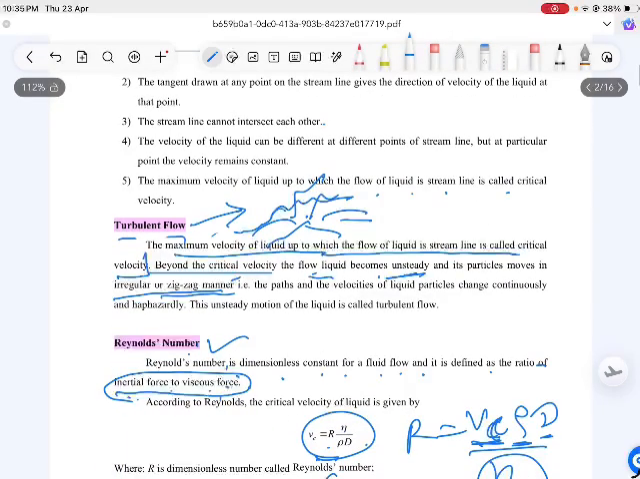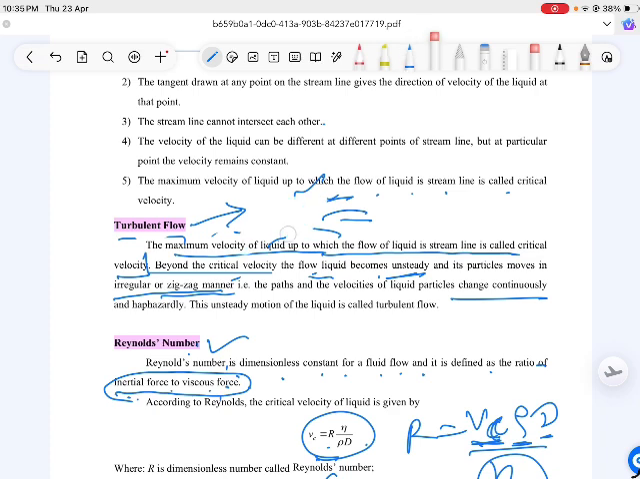There are some properties of turbulent flow, like those of streamline flow. Turbulent flow does not have a constant velocity. Its velocity is irregular, changing from point to point continuously. But in streamline flow, it will be constant. Okay, so this is about turbulent and streamline flow.